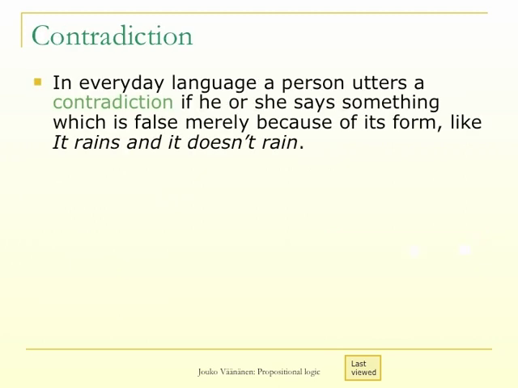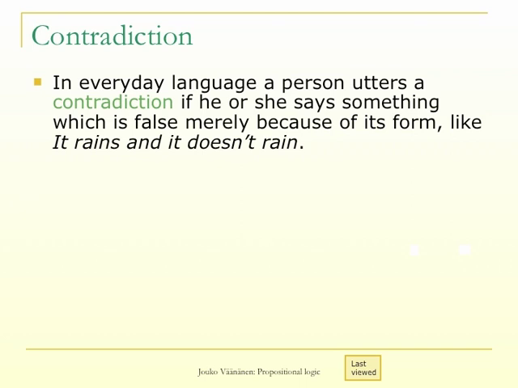In everyday language, a person utters a contradiction if he or she says something which is false merely because of its form, such as, "It rains and it doesn't rain." The contradiction may be more hidden, as in, "It is not that it rains or it blows, but it certainly rains."